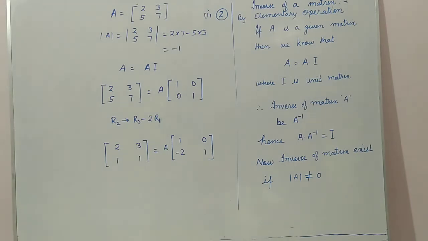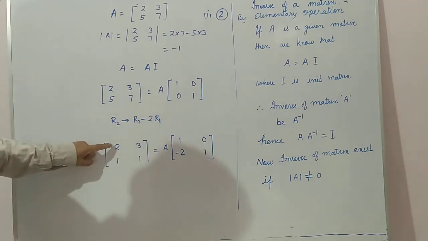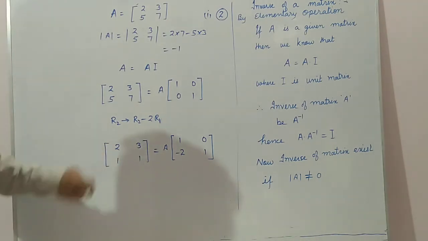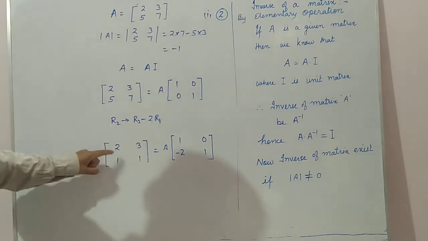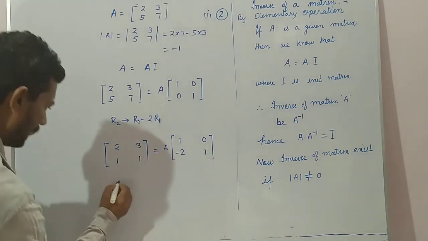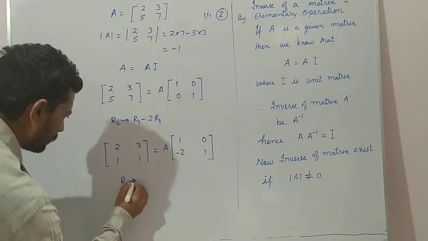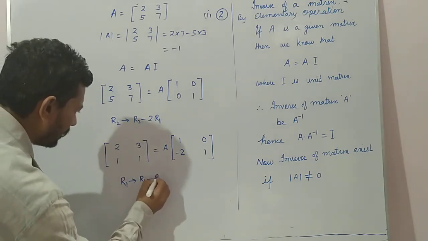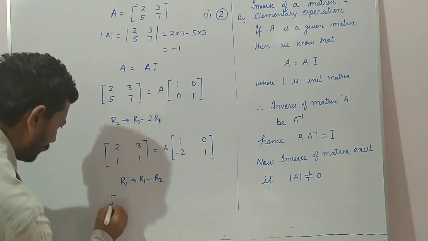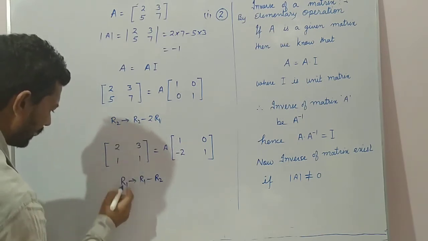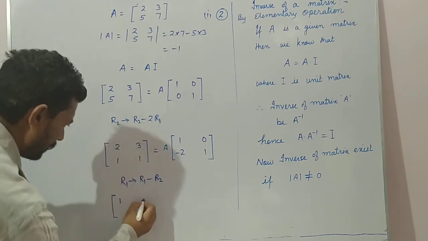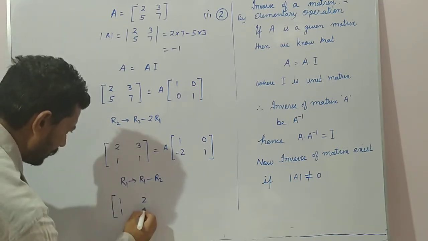After that, our main motive is to bring here 1. So how will you bring here 1? You see, this is 2. 2 minus 1, you will get 1. 2 minus 1 means R1 minus R2. So here we are writing R1 changes to R1 minus R2. So this will be R1 minus R2: 2 minus 1, 1. 3 minus 1, 2. This is 1. This one is 1.